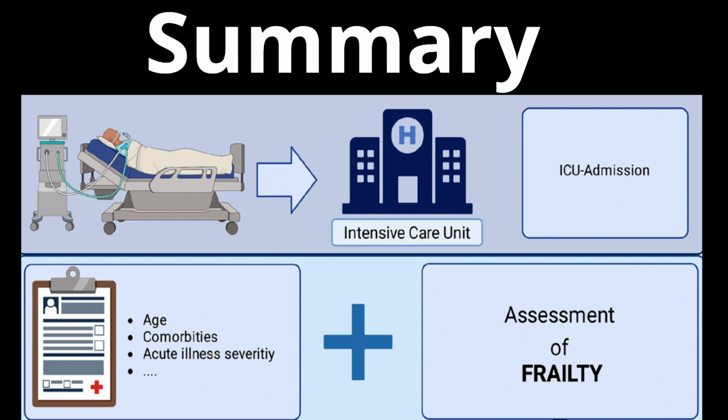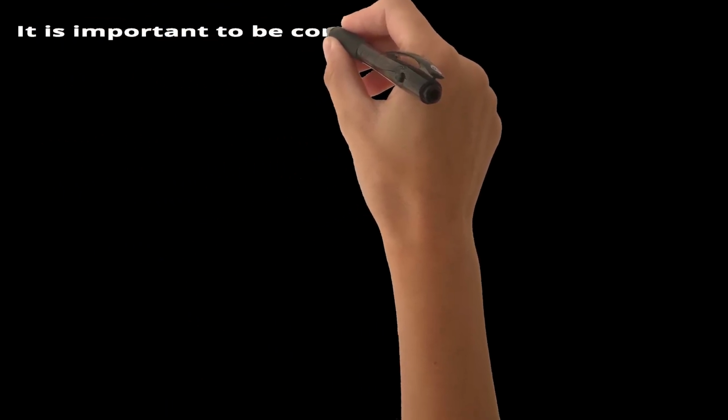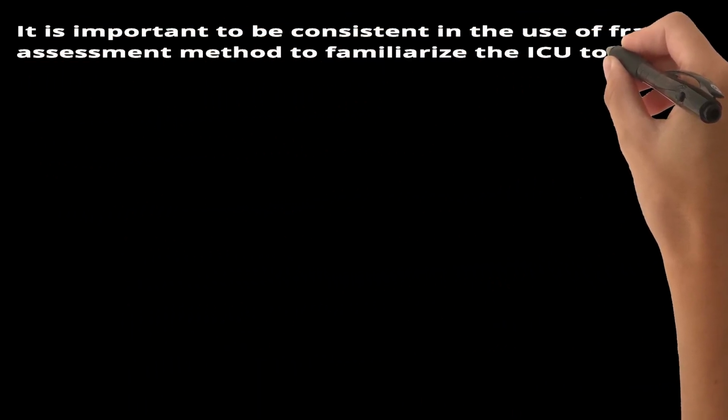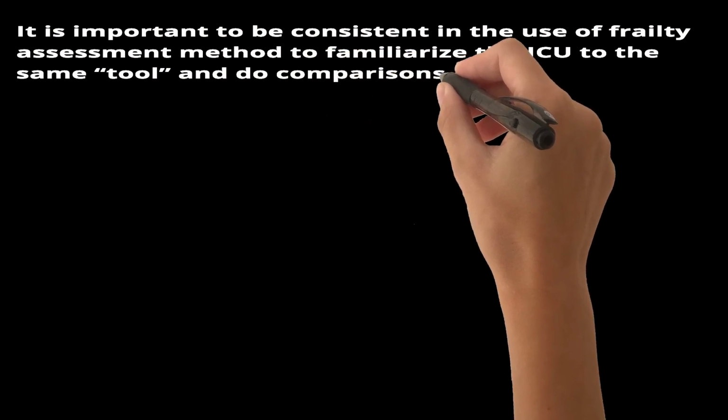So to summarize, once a patient is admitted, look if the patient looks frail based on the age or chronic illness. If the patient seems frail, then apart from the physiological scores like APACHE II, also calculate the frailty score. It is important to be consistent in the use of frailty assessment method to familiarize the ICU to the same tool, and do comparisons over time.